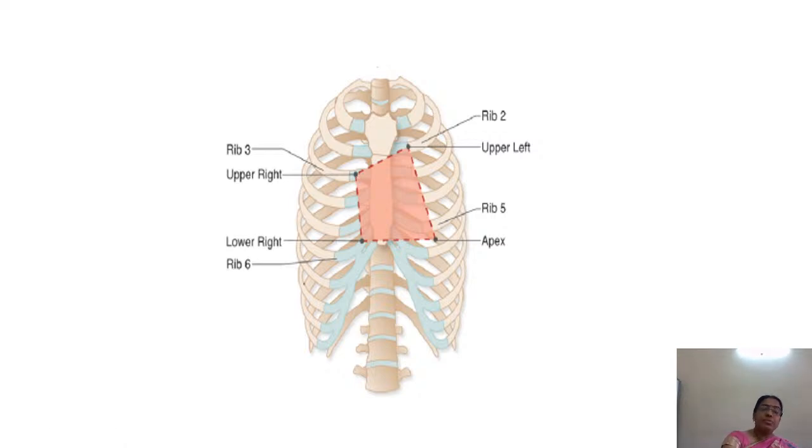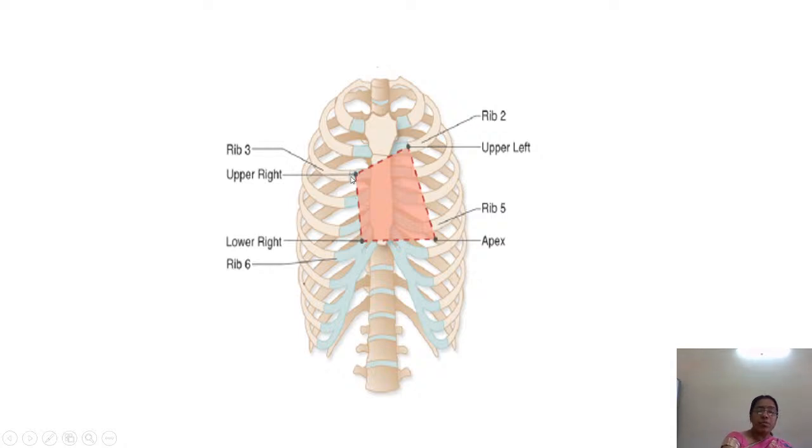So the right atrium is extending from the third costal cartilage on the right side, because this is on the right border. What you are seeing is the right border. So it is extending from the third costal cartilage to the sixth. On the right side, from the upper right third costal cartilage to the lower right sixth costal cartilage, you can notice the extension of the right atrium.